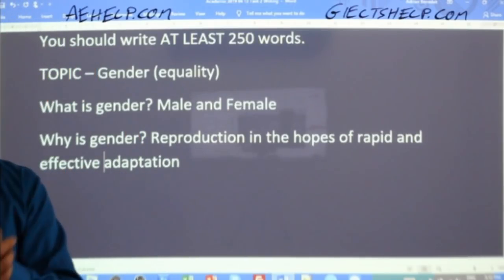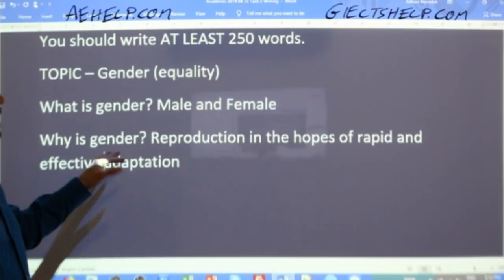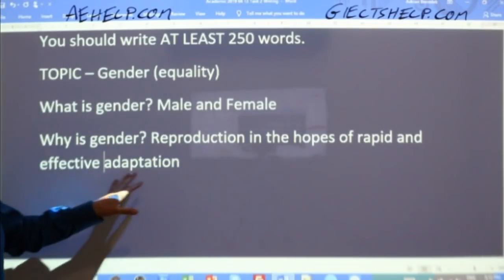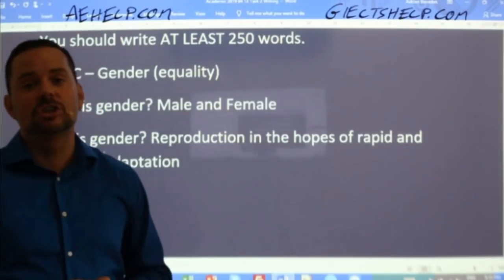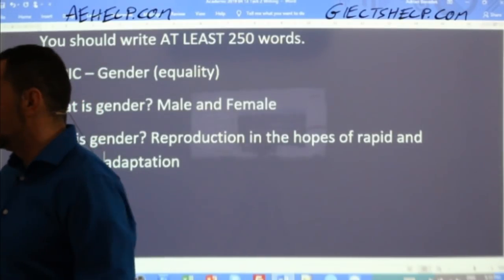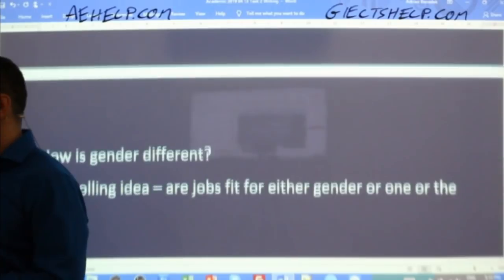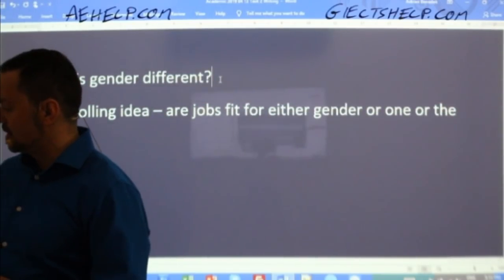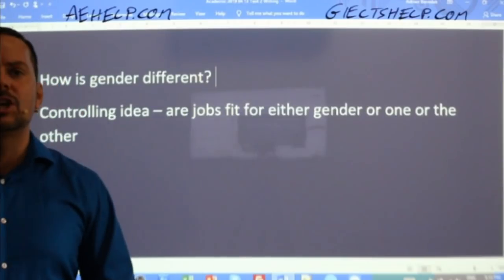Okay. So why do we have genders? Reproduction in the hopes of rapid and effective adaptation for our environment. Sure. Okay. So let's not get too far from our task 2 question here. How are genders different?